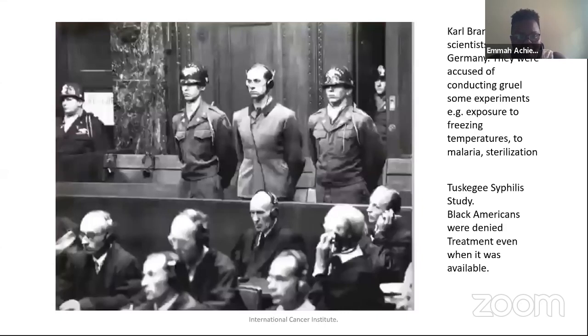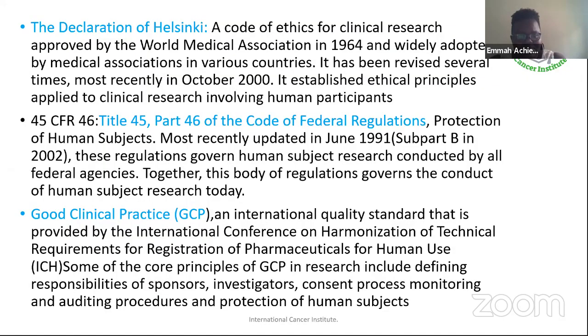We also have other examples apart from that. We have the Tuskegee syphilis study where Black Americans were denied treatment for syphilis for many years, even after the treatment was discovered. So this and other examples led to the development of codes of conduct when it comes to ethics in research.